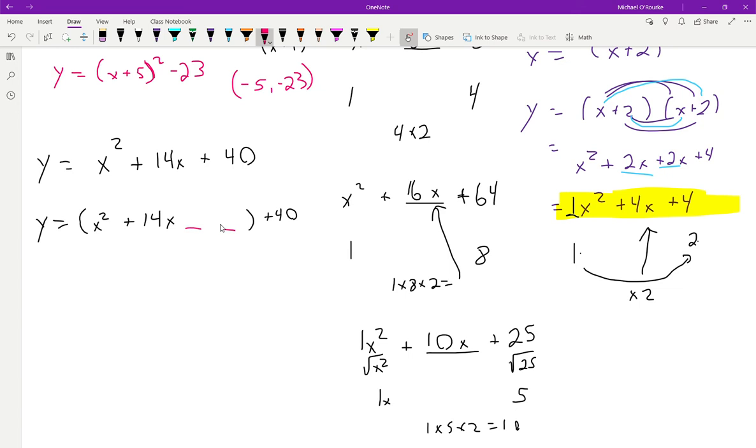So, what number should we put in the pink right now? 49. Right now we're going to divide this by 2, which gets us 7. And then we square it, which gets us 49. Now what 2 signs should I put in front of these 2 things to make sure I don't change the equation? Minus on one and a plus on the other.